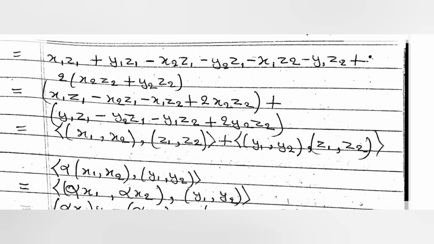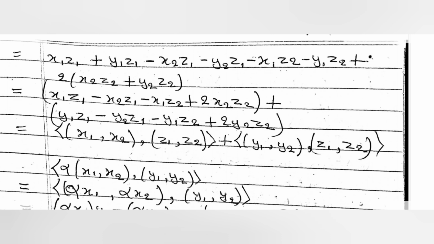Then we have x1 z1 plus y1 z1 minus x2 z1 minus y2 z1 minus x1 z2 minus y1 z2 plus 2 x2 z2 plus 2 y2 z2, which is equal to x1 z1 minus x2 z1 minus x1 z2 plus 2 x2 z2 plus y1 z1 minus y2 z1 minus y1 z2 plus 2 y2 z2. Okay, so let me clear this.